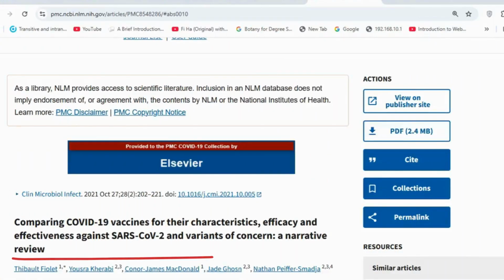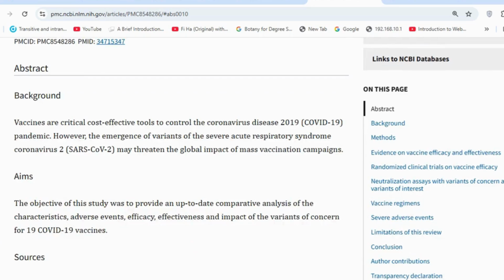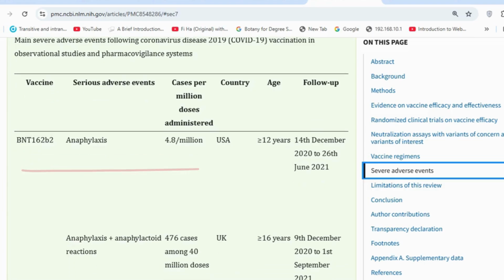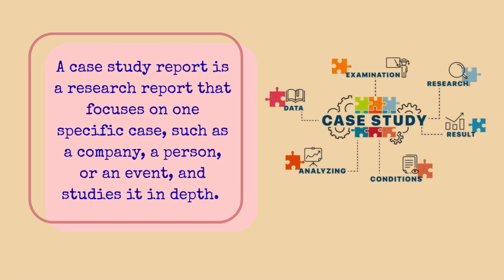For example, a medical review report on COVID-19 vaccines compares existing studies from different countries. It summarizes how effective each vaccine has been, what side effects are common, and where more research is needed. Instead of doing a new experiment, the report collects what is already available to give readers a complete and balanced picture. A case study report is a research report that focuses on one specific case, such as a company, a person, or an event, and studies it in depth.